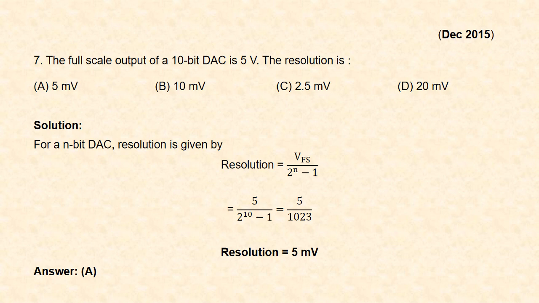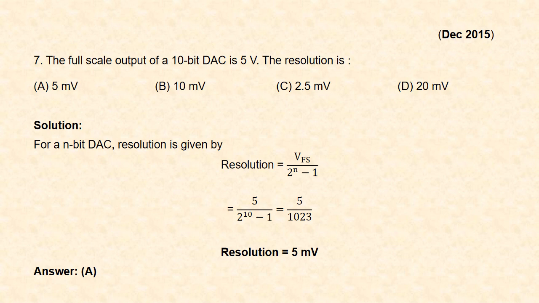Next question. This question was asked in December 2015. The full scale output of a 10-bit DAC is 5 volt. The resolution is. We know that for an n-bit DAC, resolution is given by, resolution is equal to V_FS divided by 2 to the power n minus 1.